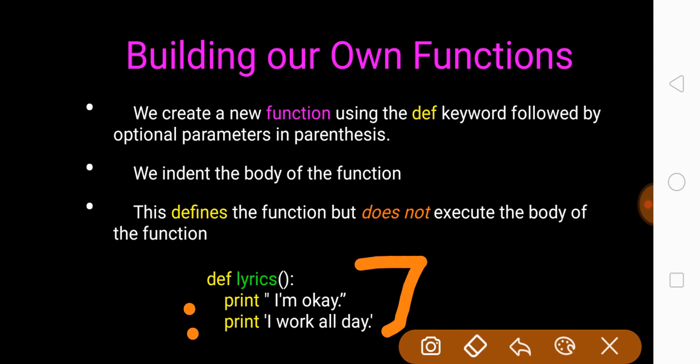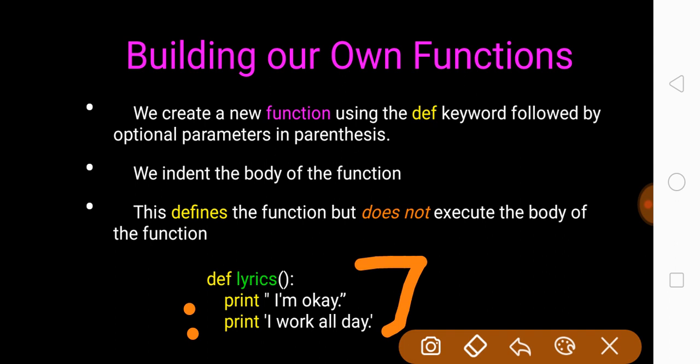One line that is given is "I am okay", the second line that is given is "I work all the day". Getting my point? So how to define a function? It is a very easy task. Just give the word def, and after that any word xyz, any function name, then parentheses, and just put a colon there, and after an indent or blank space just write your code.